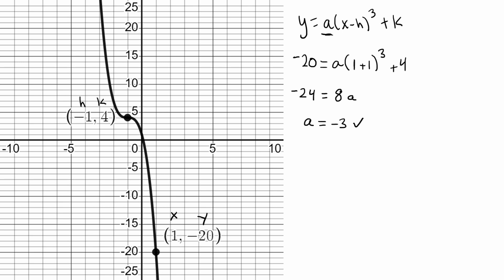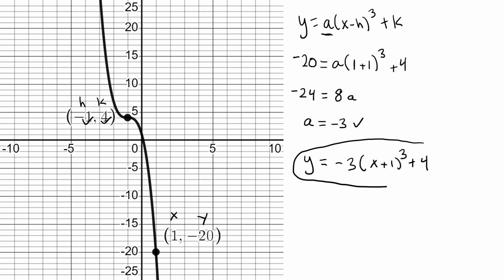Once I have a, h, and k, I can write the equation of that graph as y equals negative 3 times (x minus h). Again, h is negative 1, so you put a plus 1 there, cube it, and k is going to be 4. So the equation of that cubic function is y equals negative 3 times (x plus 1) cubed plus 4. Okay, let's look at another graph.